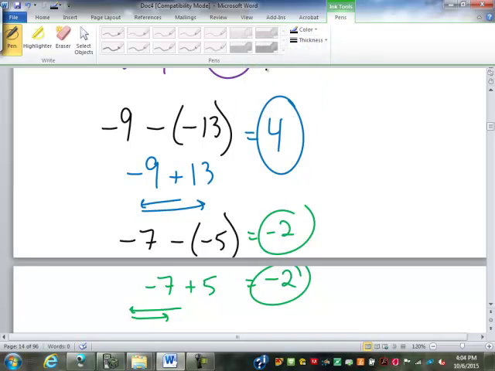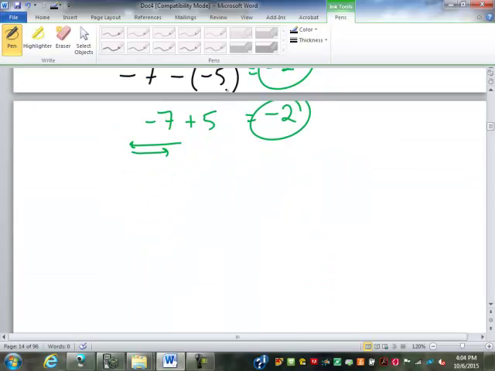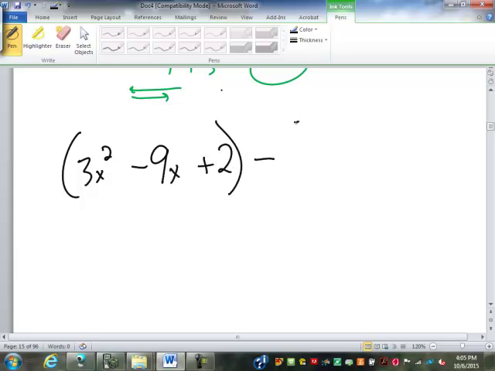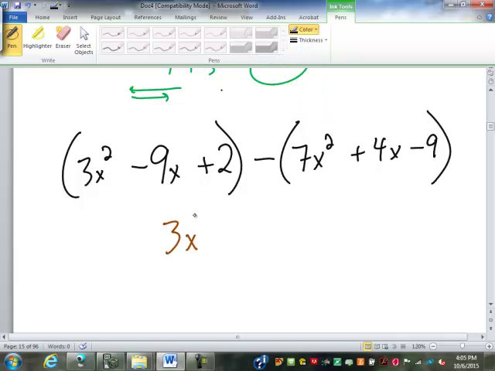Okay, there's a reason why we went over that, because that is the most common source of difficulty when we start subtracting with our algebraic numbers, with our polynomials. Let's have 3x squared minus 9x plus 2 minus 7x squared plus 4x minus 9. Now again, we're going to line up the columns.